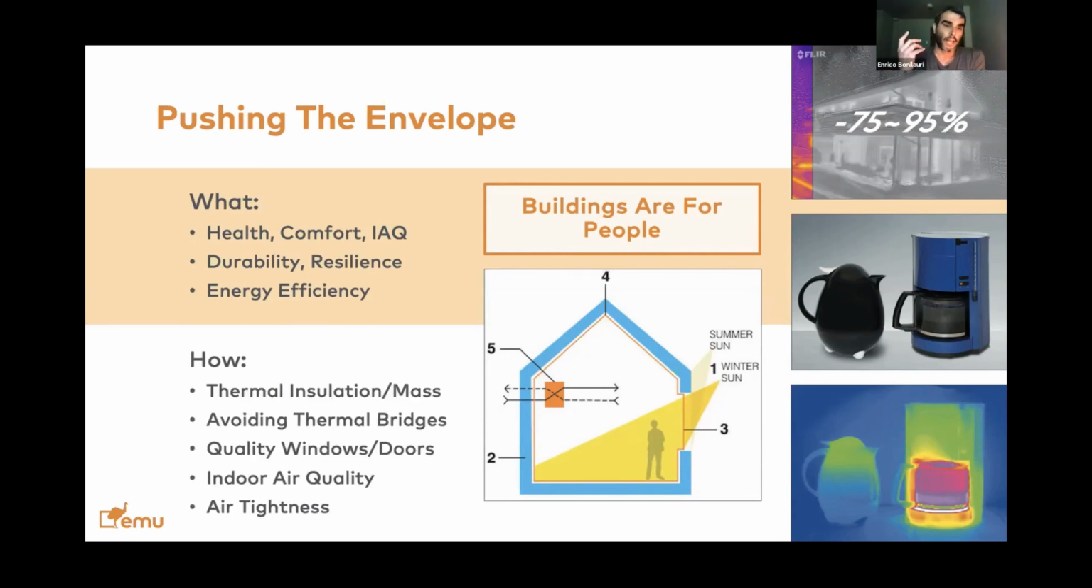We achieve that by having high thermal insulation, possibly some thermal mass. We're going to address that in a minute. We're going to avoid thermal bridges. We're going to see what they are. Have high quality windows and doors, high indoor air quality with filtered mechanical ventilation, and very good air tightness. With these 5 cornerstones, we do achieve a very efficient building that resembles the thermos that we see on the right-hand side. If we do that, the building is going to be extremely comfortable, healthy, and also energy efficient.